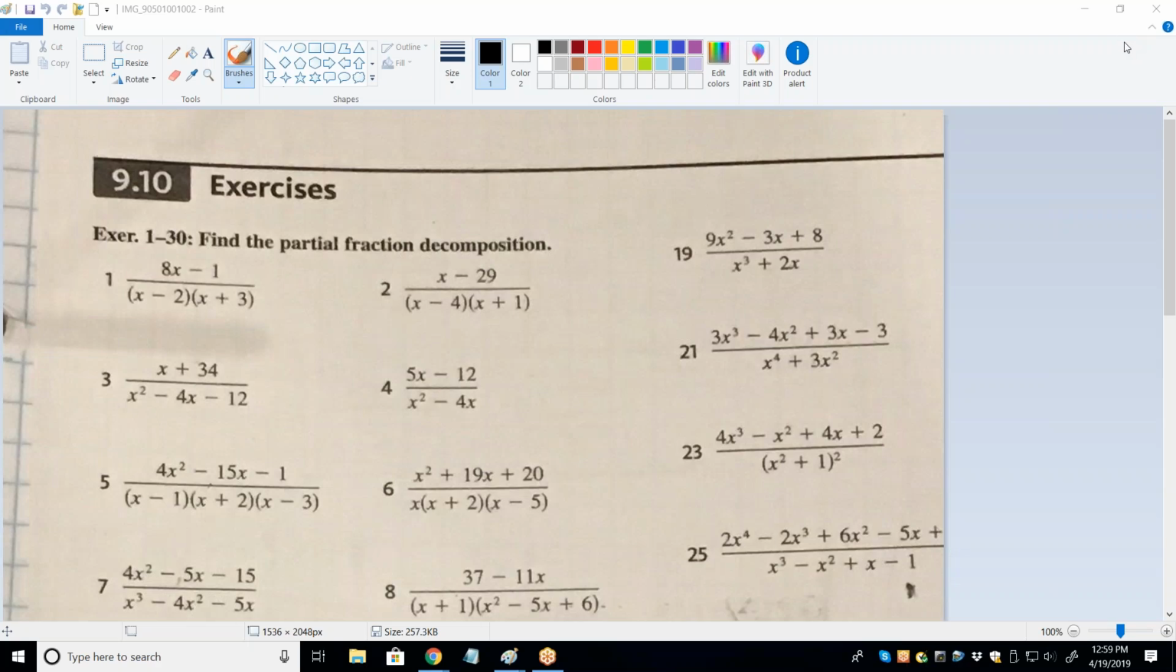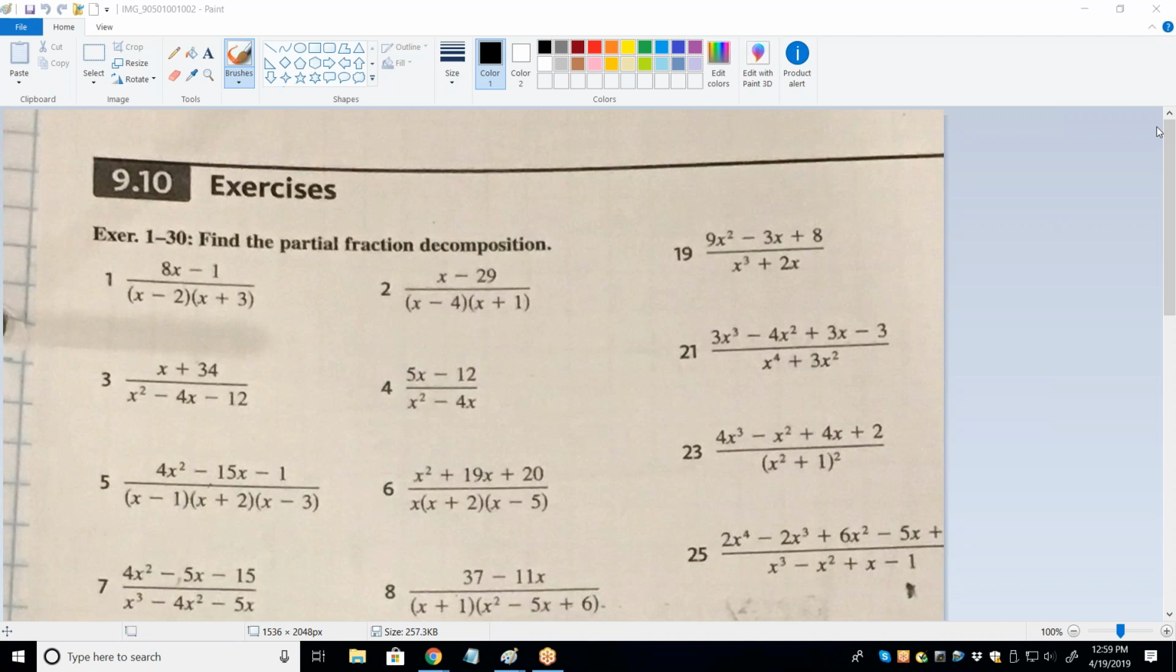Today we're doing partial fraction decomposition, along with De Moivre's theorem. That's actually 2 hours' worth of material, but we'll start on partial fraction decomposition.